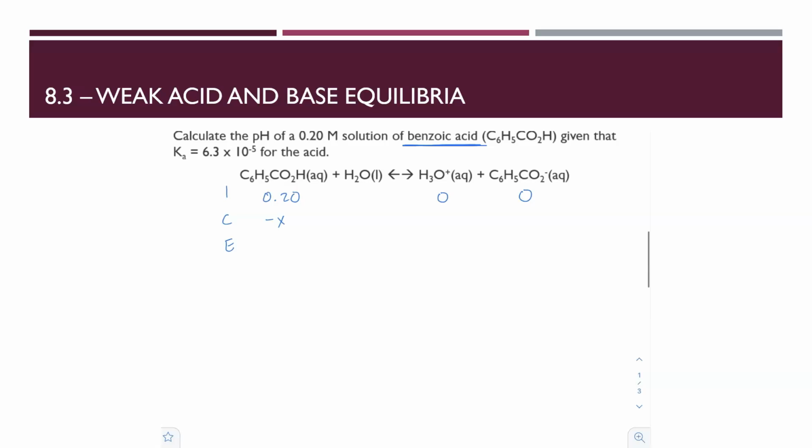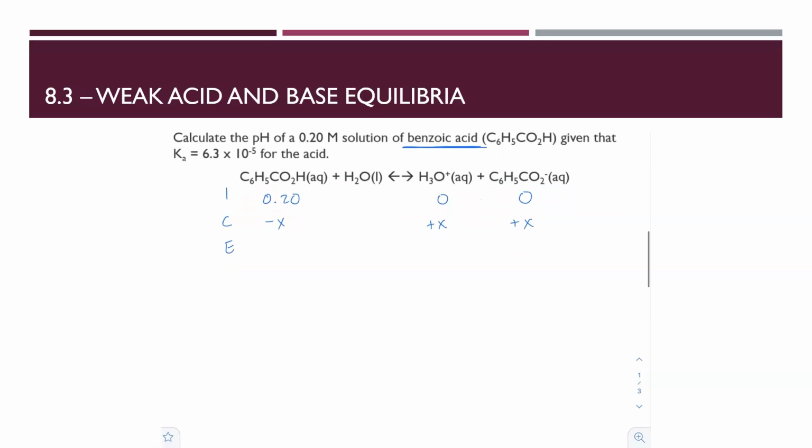And I don't have any of my product ions to start with. So then my benzoic acid is going to go down by X. My hydronium will go up by X. And my benzoate ion is going to go up by X as well. So that means at equilibrium, we have 0.2 minus X, X, and X. So let's look at my equilibrium expression. So Ka is going to equal, we'll do products divided by reactants.